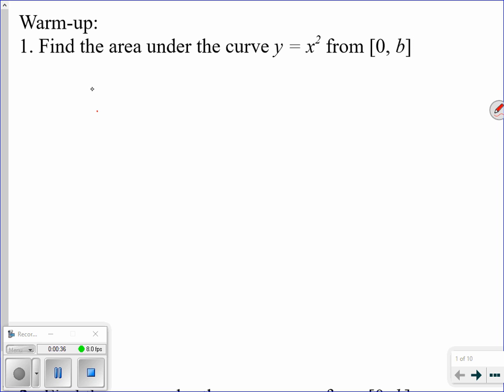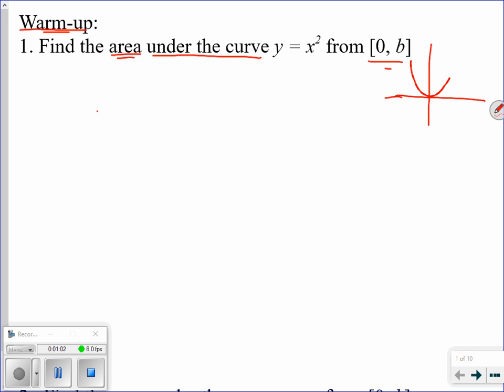I've approached this multiple ways in the past, and I would like to try this today. We're going to do a warm-up and see if we can make a connection. It says, find the area underneath the curve y equals x squared from 0 to b. Let me give a little sketch of what I'm talking about.